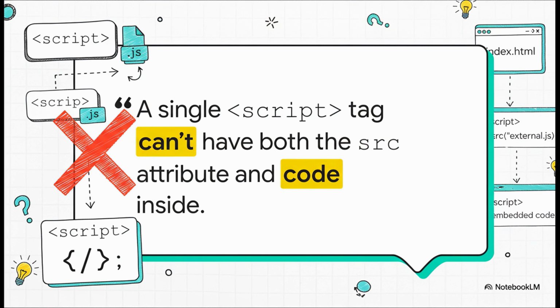Okay, now this is the big one. If you only remember one rule from this, make it this one. A single script tag cannot have a source attribute pointing to a file and have code written inside it at the same time. If it has a source, the browser will flat out ignore any code you put between the tags. You gotta pick one or the other.